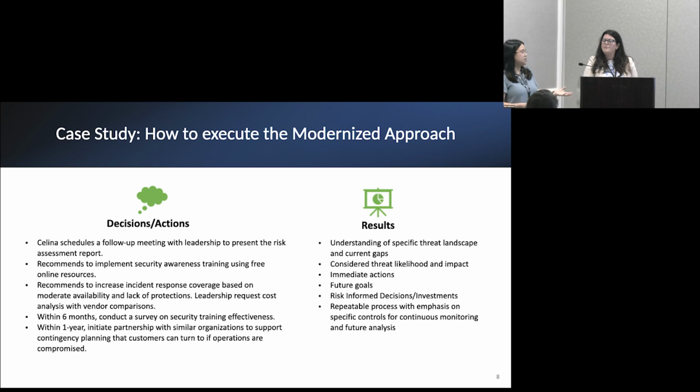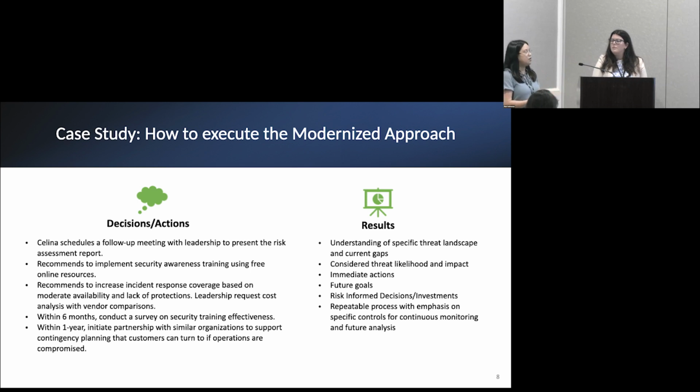So for example, these are just some of the examples in our scenario that Selena is doing. She's going to schedule a follow-up meeting with leadership to present the risk analysis that she's conducted, the report from that, and all the data points that have been collected. She's going to recommend actually implementing a security awareness training. And this can be done using completely free open source resources. If we just go on YouTube videos or LinkedIn Learning, there are a lot of good examples of how you can do a good security awareness training.